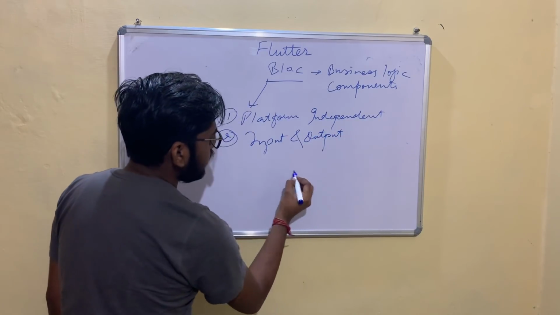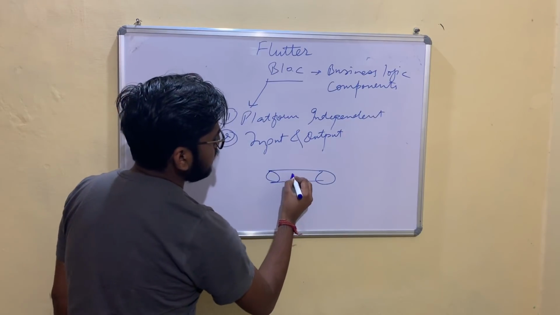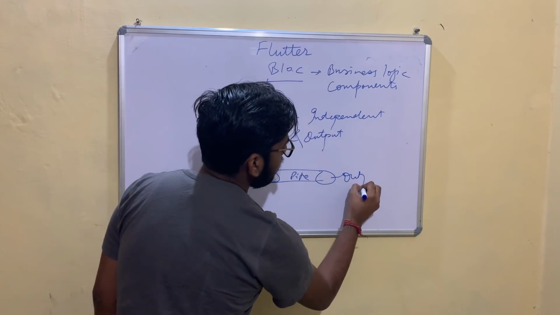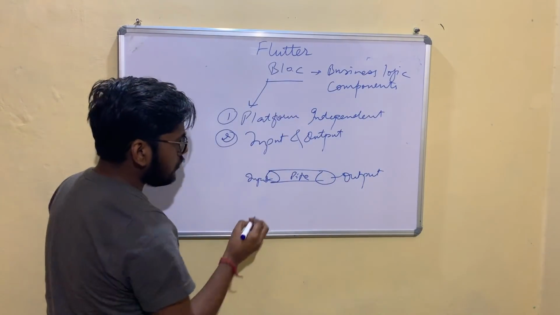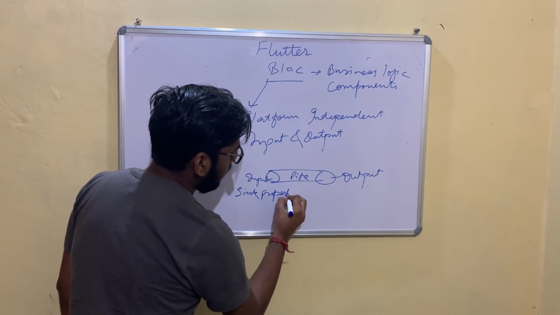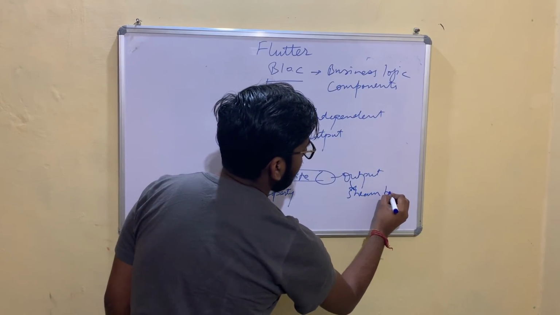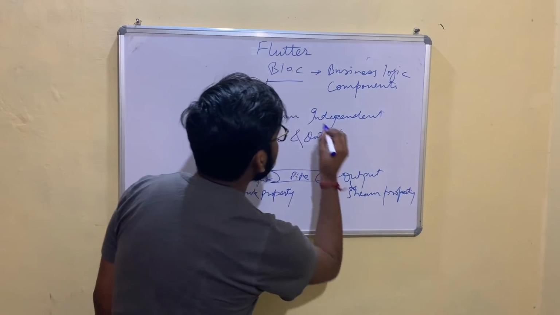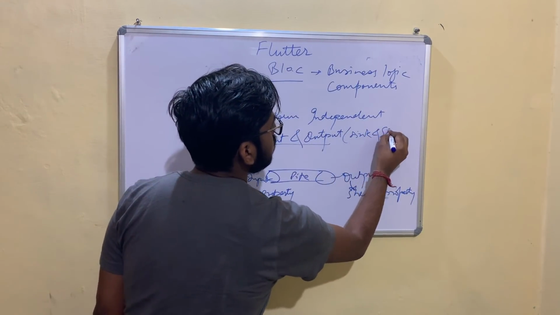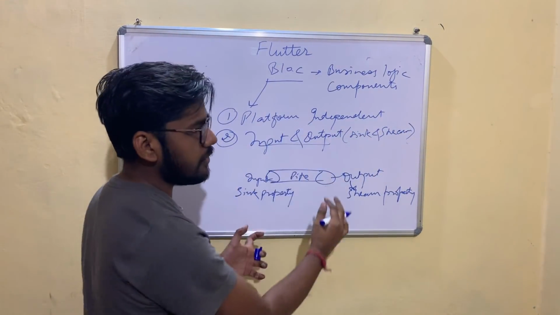Now if you consider this pipe again, this is the pipe, let's say, this is the input part and this is the output part. So how will you do the input? Input will be done by the sink property of the stream, and output will be by the stream property. So the BloC pattern says that input and output, or sink and stream, are the two things which will be present in the BloC itself.